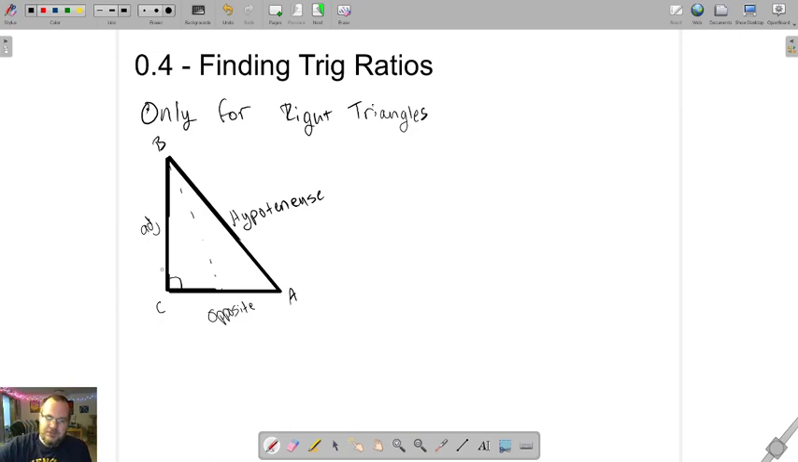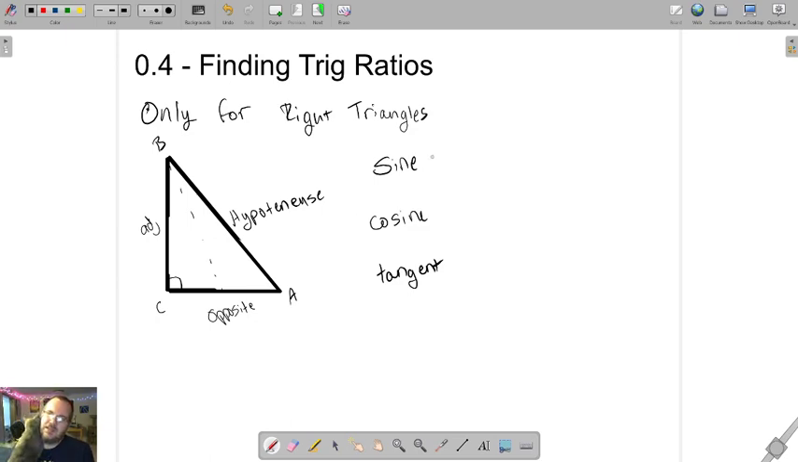There are three of them that we're going to be talking about. There are actually more than three, but there are three that we're going to be talking about in this class. The first one is sine, which is abbreviated just to SIN, that button on the calculator you've seen. The next one is cosine, which on a calculator is abbreviated to COS. And then the last one is tangent, which on a calculator is abbreviated to TAN. So let's talk about what each of these are.